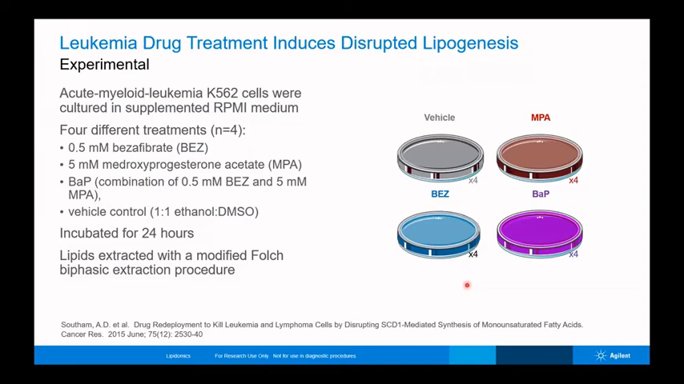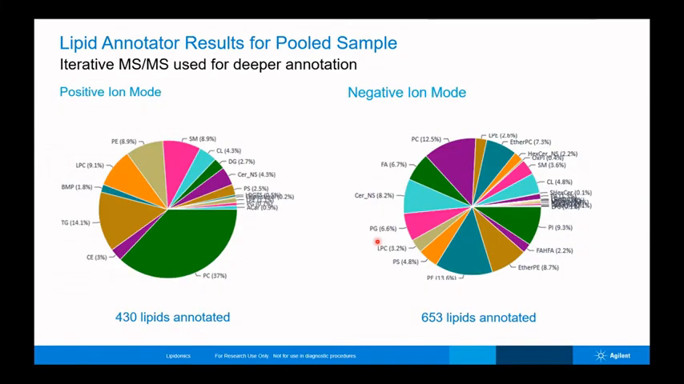The example I'm going to show you in the next slides is an application note. It is based on a previous publication where they used acute myeloid leukemia cells and did lipidomic studies on them. In this study, these cells were treated with either MPA, which is medroxyprogesterone, or with bezafibrate, or even a combination of both. The cells were lysed and lipid extraction was done on them. Using Lipid Annotator, positive and negative modes of acquisition were compared. In total, there were 430 lipids annotated in the positive mode and 653 lipids annotated in the negative mode.